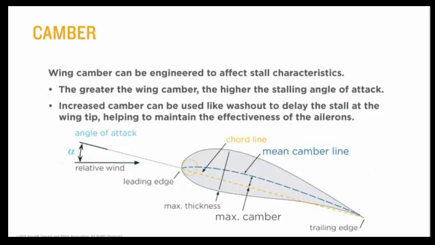Alright, so the wing camber, we've already talked about this, is engineered to affect stall characteristics. The greater the wing camber, the higher the stalling angle of attack. So increased camber can be used like washout to delay the stall at the wing tip, helping to maintain the effectiveness of the ailerons.